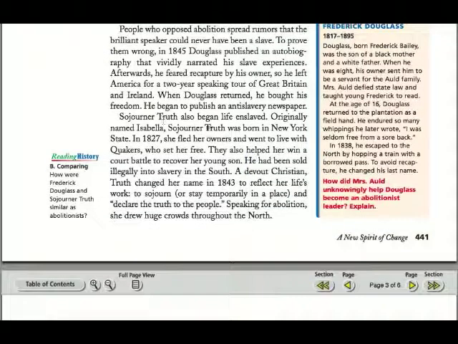He began to publish an anti-slavery newspaper. Sojourner Truth also began life enslaved. Originally named Isabella, Sojourner Truth was born in New York State. In 1827, she fled her owners and went to live with Quakers who set her free.